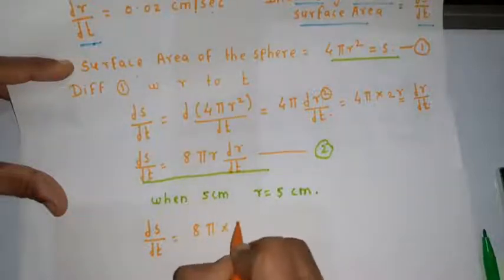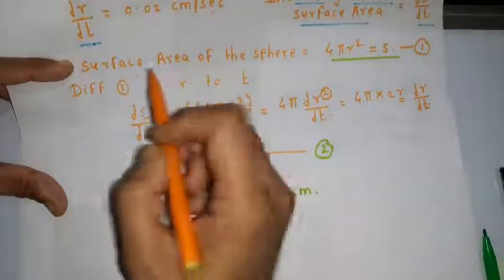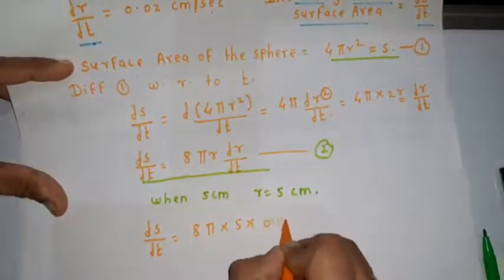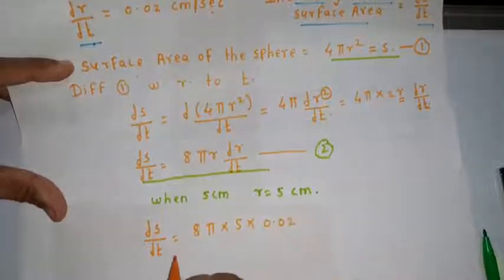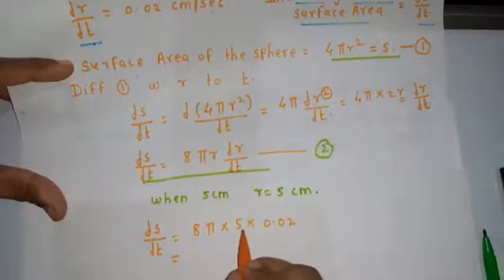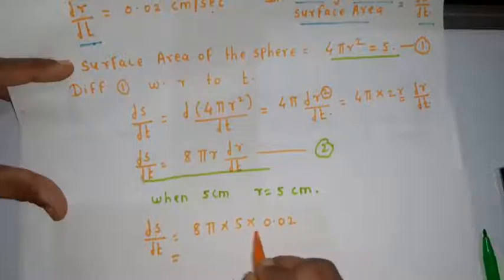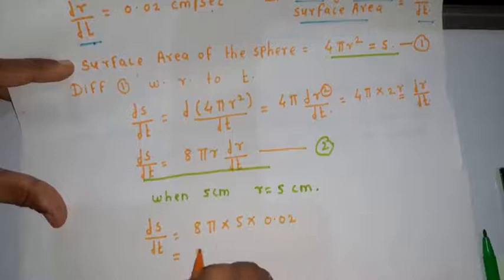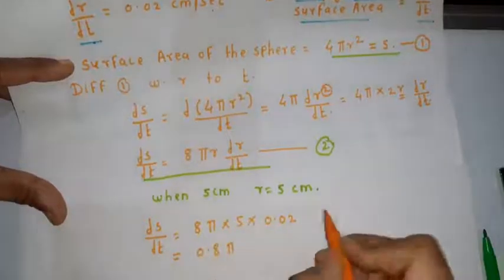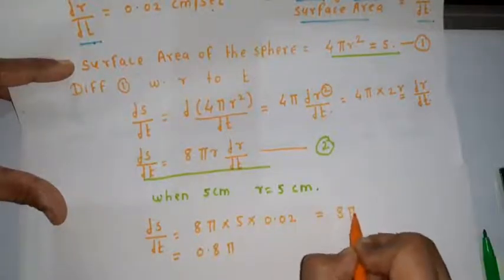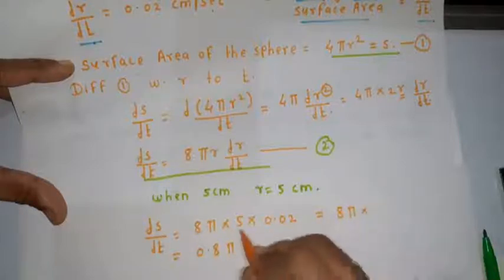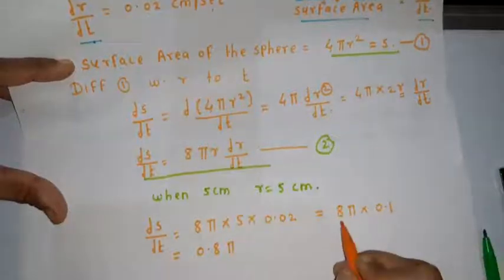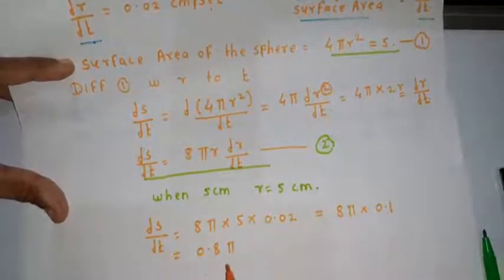The value of r is 5 and dr by dt is given as 0.02 centimeter. So this is equal to 8 pi into 5 into 0.02, which is 0.1, and 0.1 into 8 is 0.8 pi.